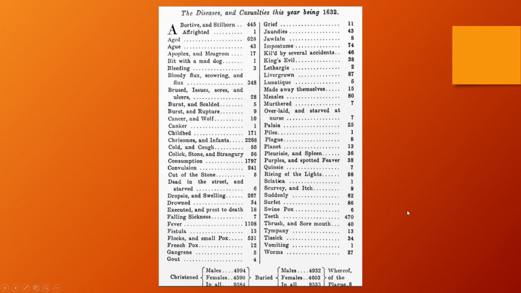And then here is just some really fun ways that people died in 1632. So some of them, I don't even know what some of these mean. So aborted and stillborn, there were 445 babies. Someone was affrighted. They were scared to death. 628 died of old age, bit with a mad dog, bruising, burnt and scalded, cancer and wolf. So not just one, cancer and wolf.